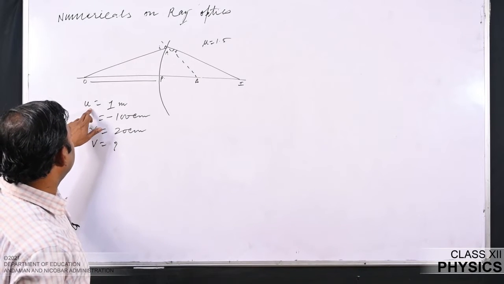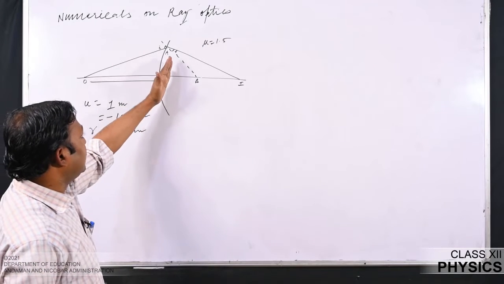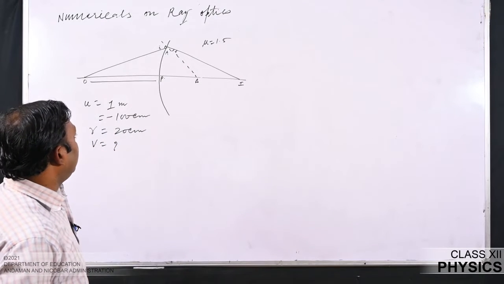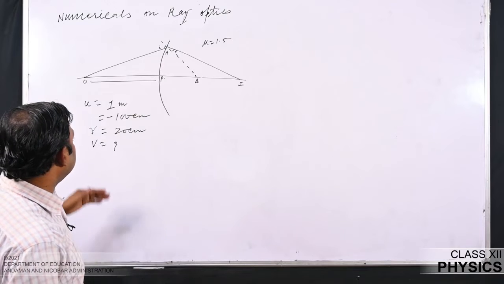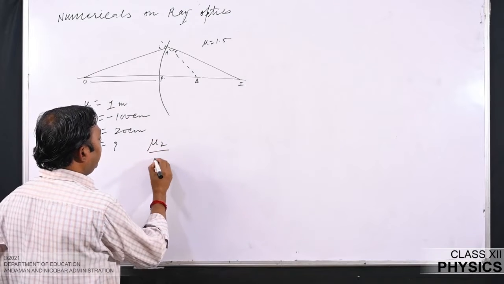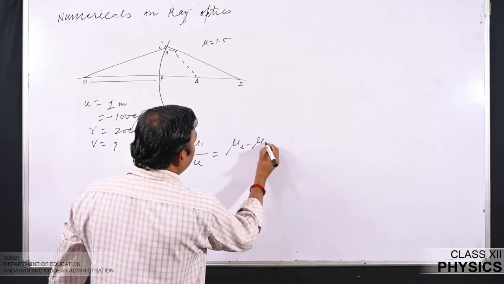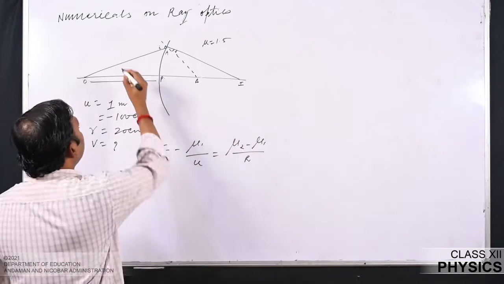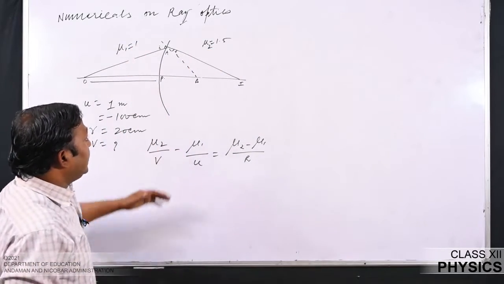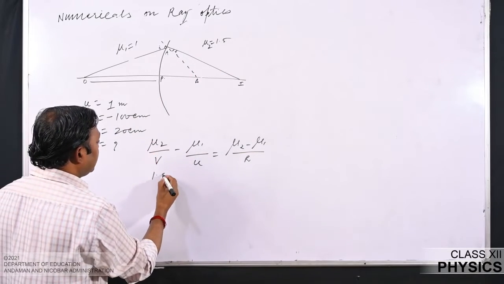Things given in the question are U is equal to 1 meter, R is equal to 20 centimeter. R, the radius of a convex surface, falls towards the right hand side, that's why this can be taken as positive. We need to find V, so we write the formula that connects all these factors. We know the formula: mu2 by V minus mu1 by U is equal to mu2 minus mu1 divided by R. Here mu1 is the rarer medium, which is equal to 1, and the denser medium has refractive index 1.5. So in place of mu2 I am substituting its value.